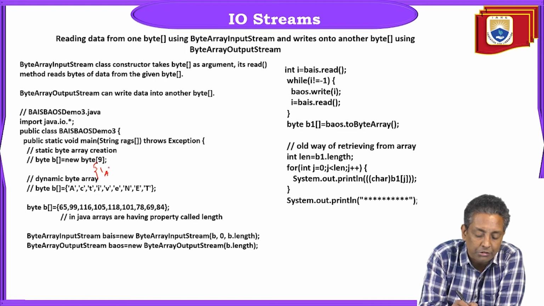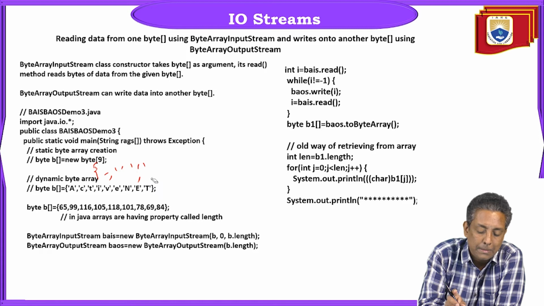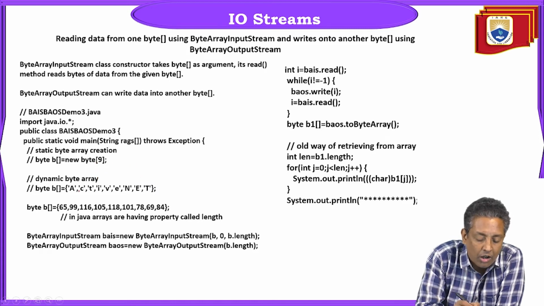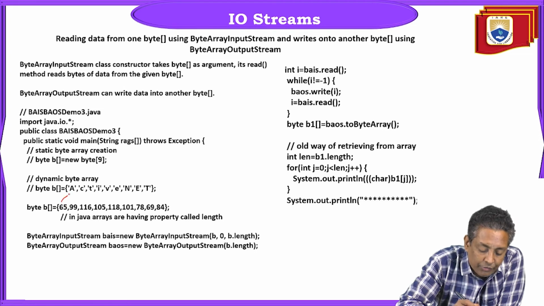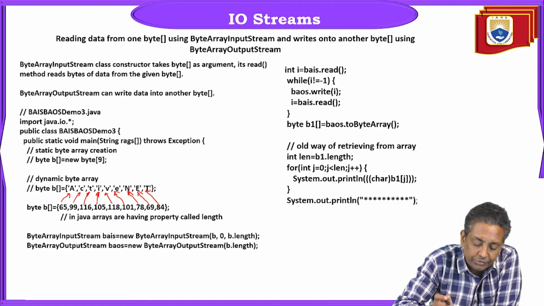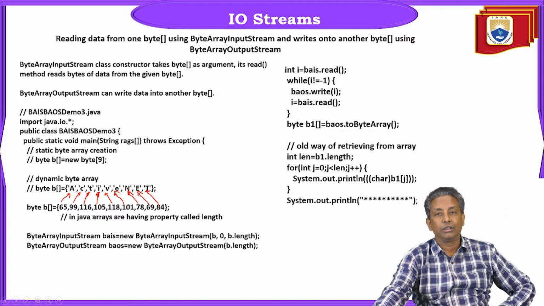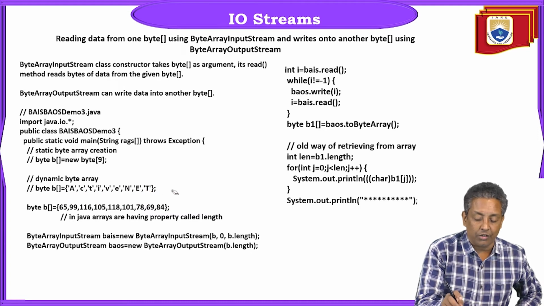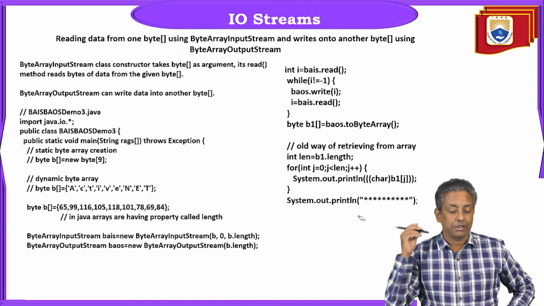In single quotation marks, you write A, C, T, I, like that. And you assign one character into this byte array, or find out the ASCII value of each character. With only ASCII values, you can create one byte array, no problem. Through the ASCII chart, I found all these ASCII values. So you create one byte array with characters or with bytes.